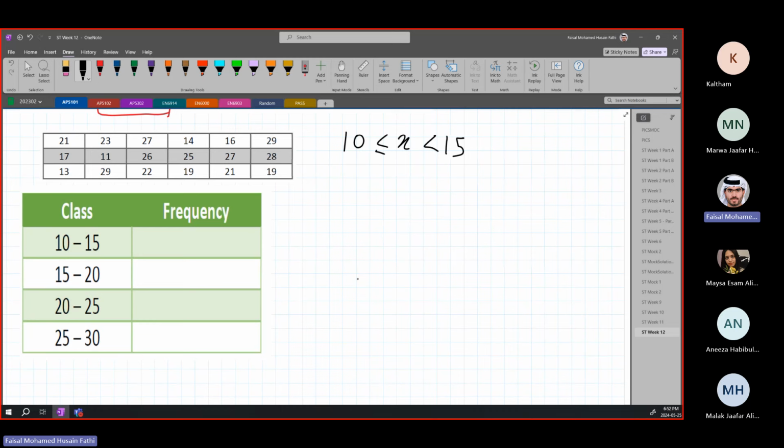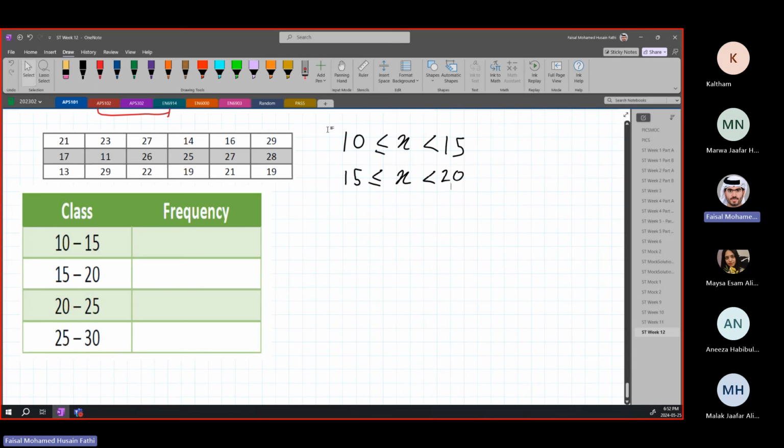Same thing at the bottom one. Since there's a 15 here, it will be included, but x will be less than that value at 20, and so on and so forth. All right, just keep this in mind. This is what is meant by these values. I'll just keep this up here.